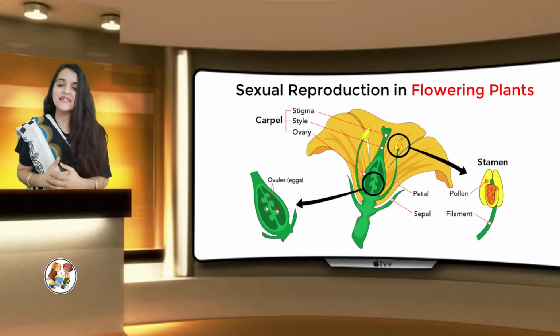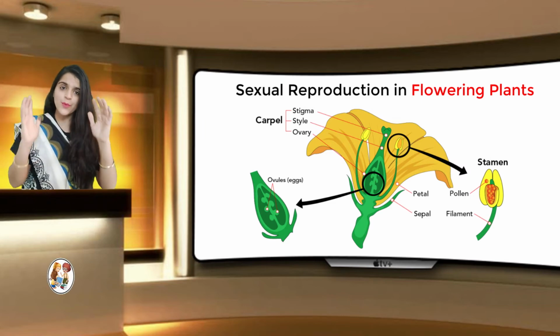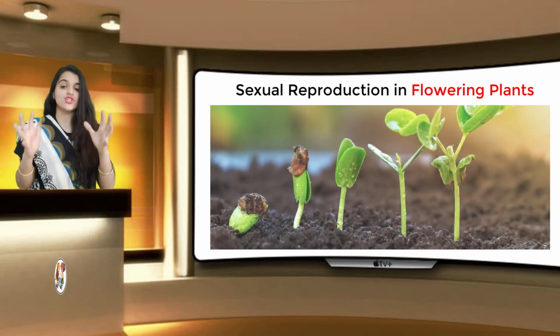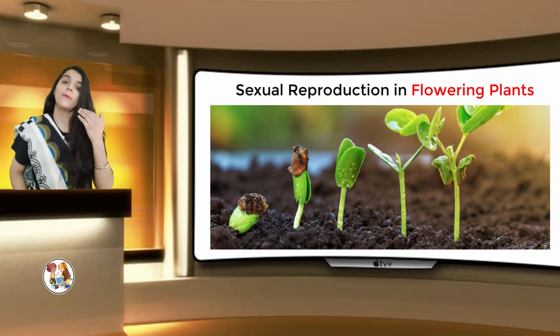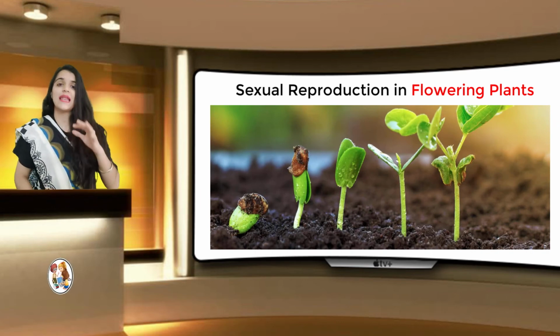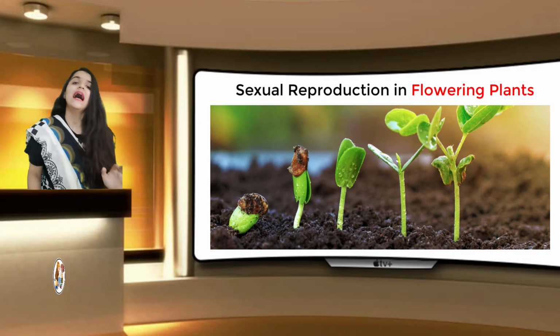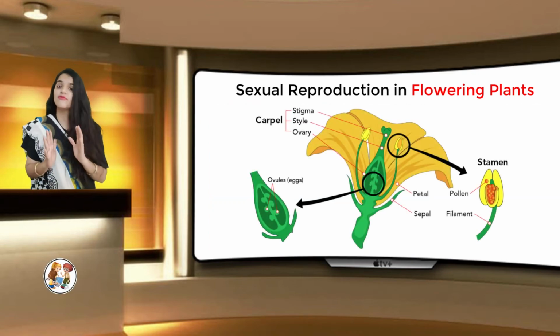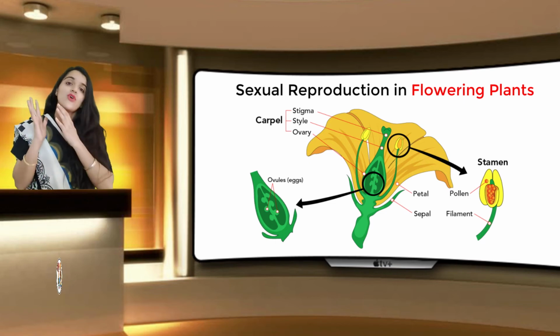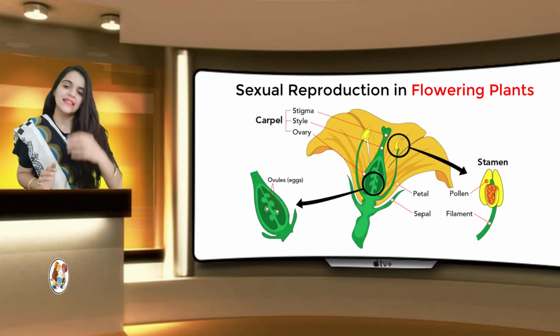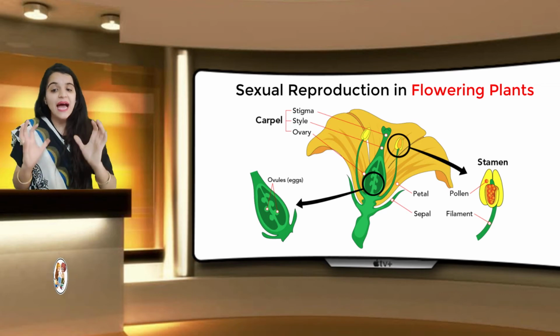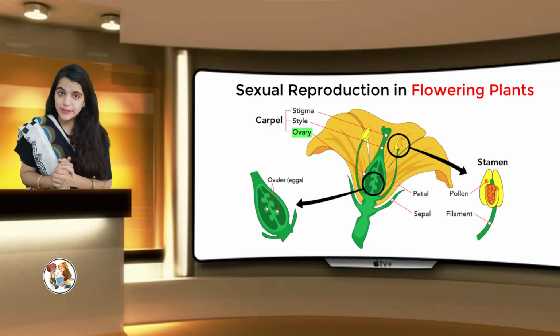Okay, the next is that the flower provides a site for germination of pollen, development of the pollen tube, and formation of gametes as well as fertilization. So as the flower is the reproductive part of a plant, definitely all these roles are played by that particular flower.